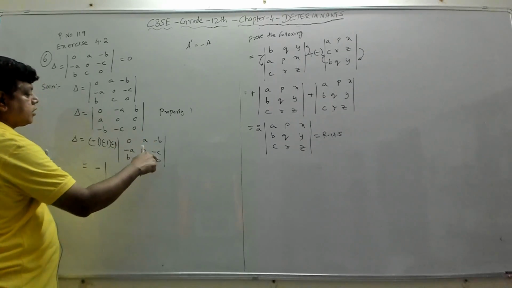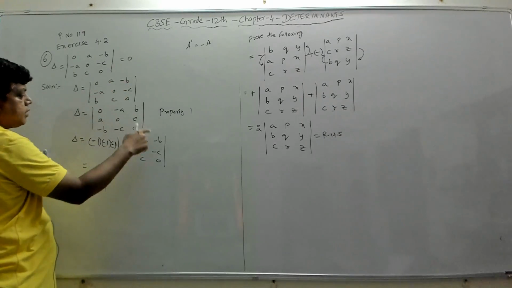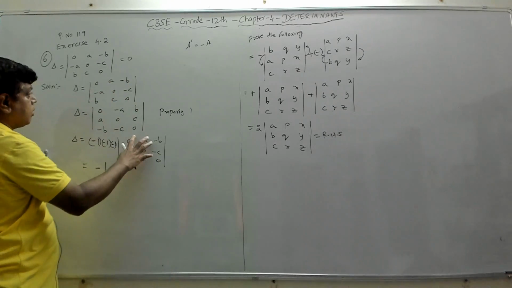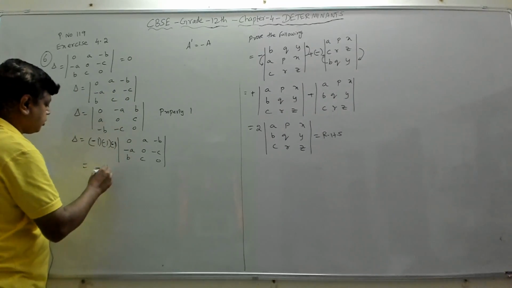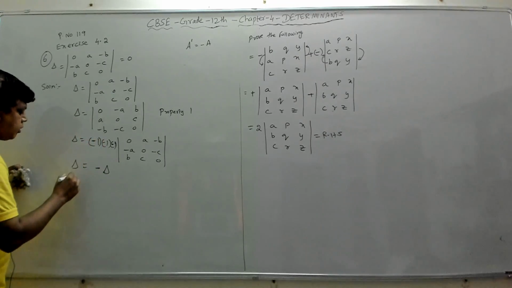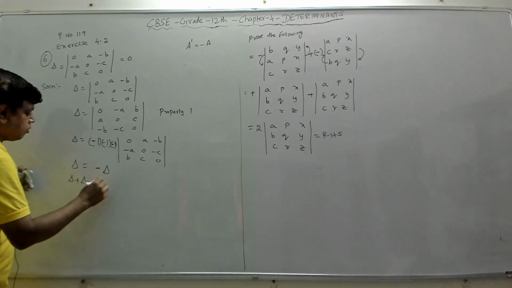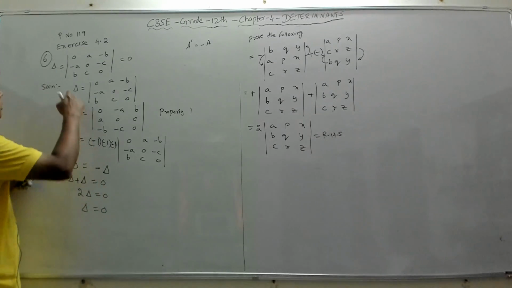What is the value of this? This is the same as delta. We got back the same determinant: 0, a, minus b, minus a, 0, minus c, b, c, 0. What is the value of this? Delta. So this will become minus delta. So delta equals minus delta, which means this minus delta will come here. You will get delta plus delta equal to 0, 2 delta equal to 0, which means delta equals 0. And that is what we are supposed to prove.